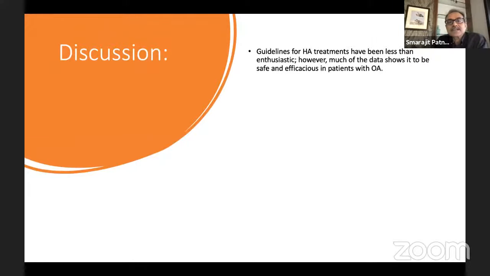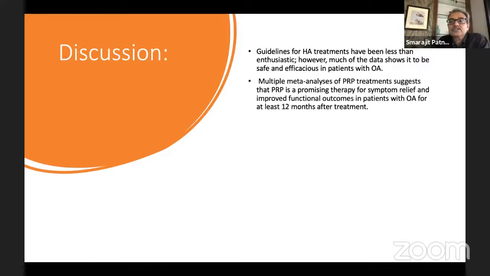A bit of a slide about the discussion part, where the guidelines for hyaluronic acid treatment have been less than enthusiastic. We all know that it's not much supported by the AAOS also. However, much of the data shows it to be safe and efficacious in patients with osteoarthritis compared with platelet-rich plasmas and other things which are coming. And multiple meta-analyses of platelet-rich plasma suggest that it's a promising therapy for symptomatic relief of pain, at least for 12 months and after.